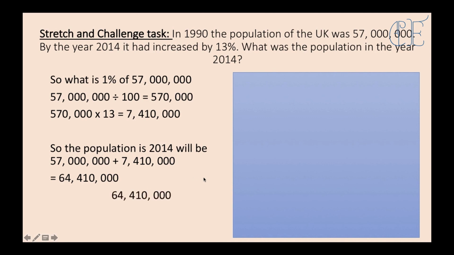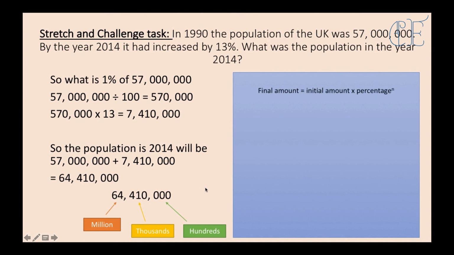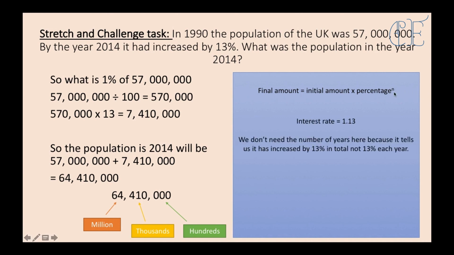Now we could have used our multiplier method. Oh, sorry, I'm just going through the fact that this is 64 million, this is our millions, these are our thousands, and these are our hundreds. Okay, there's no hundreds in there. So we'll just say 64,410,000. Okay, so we could have used our multiplier method, but we don't need to use n because there's no years.